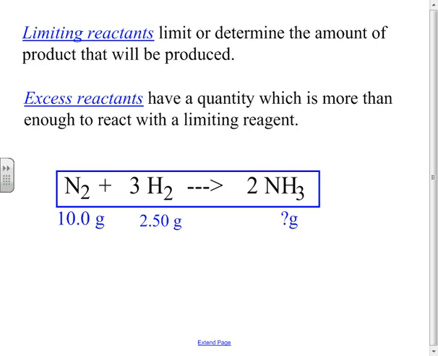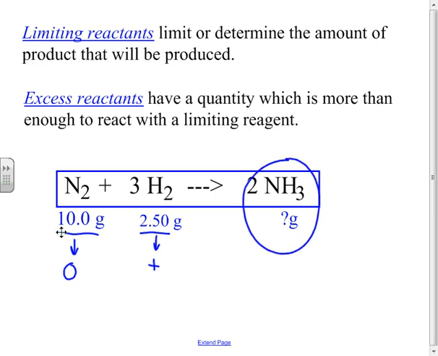Say, for example, we have this reaction here between nitrogen and hydrogen producing ammonia. If we start with 10 grams of nitrogen and 2.50 grams of hydrogen, as the reaction proceeds, both of these quantities are going to decrease. Eventually, one of them is going to get to zero ahead of the other one. So if nitrogen is the limiting reactant, it will get to zero while there's still some of the hydrogen remaining. At that time, the reaction is going to stop and the ammonia will stop being produced.